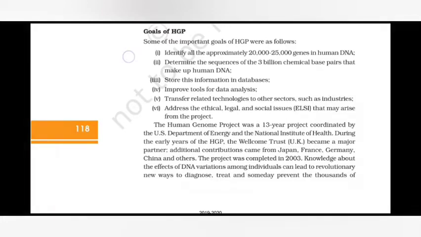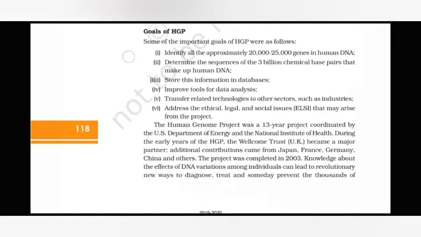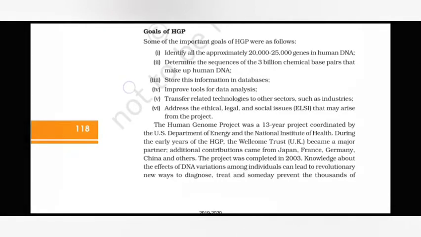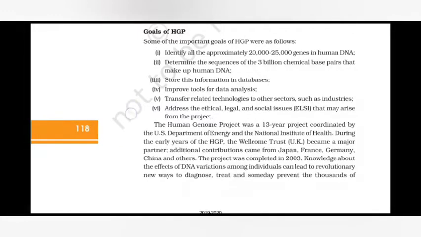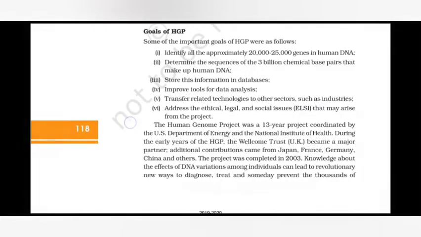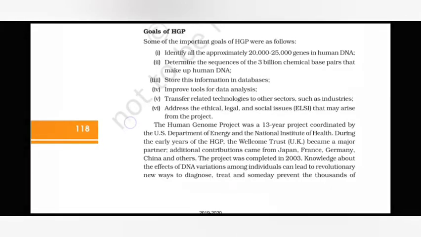First goal was to identify all the approximately 20,000 to 25,000 genes which are present in human DNA. Then next, to determine the sequences of all 3 billion chemical base pairs that make up human DNA. Third goal was to store all this information in databases. Fourth, to improve the tools for data analysis because supercomputers were required and special type of software had to be developed for it. Next, fifth, to transfer the related technologies to other sectors such as industries. And sixth, very important, to address the ethical, legal and social issues, which is ELSI, that may arise from this project. So these were some of the very important goals which were taken into consideration for this Human Genome Project.